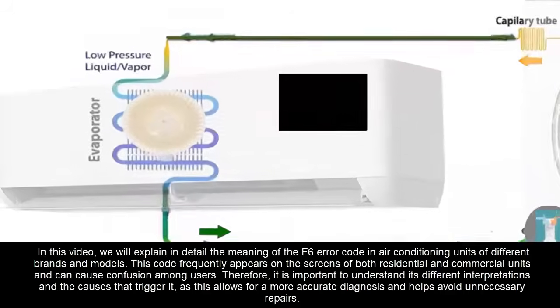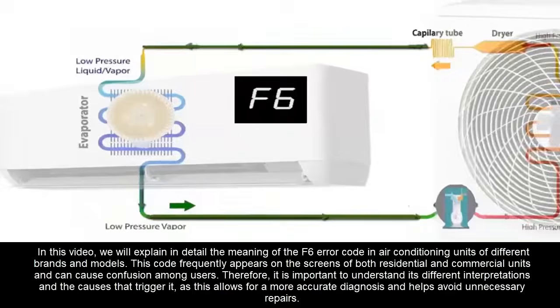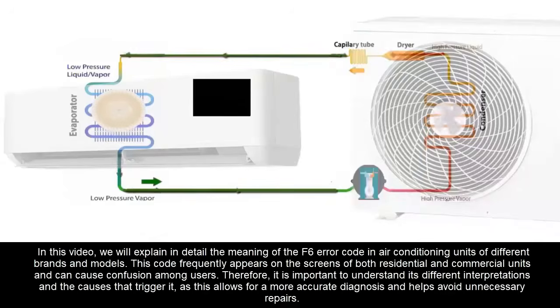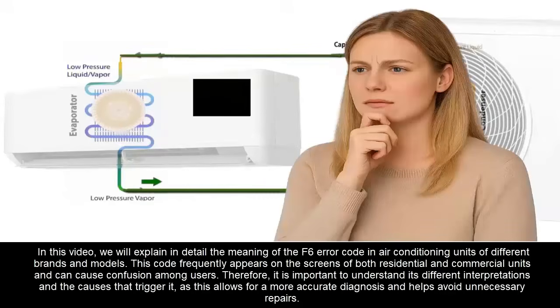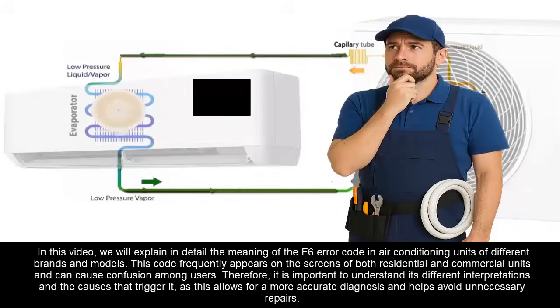In this video, we will explain in detail the meaning of the F6 error code in air conditioning units of different brands and models. This code frequently appears on the screens of both residential and commercial units and can cause confusion among users. Therefore, it is important to understand its different interpretations and the causes that trigger it, as this allows for a more accurate diagnosis and helps avoid unnecessary repairs.